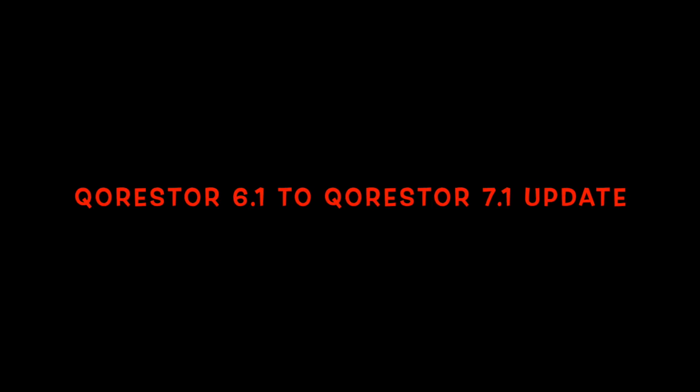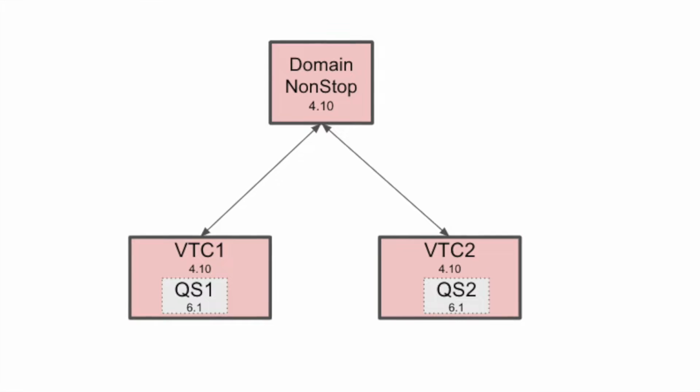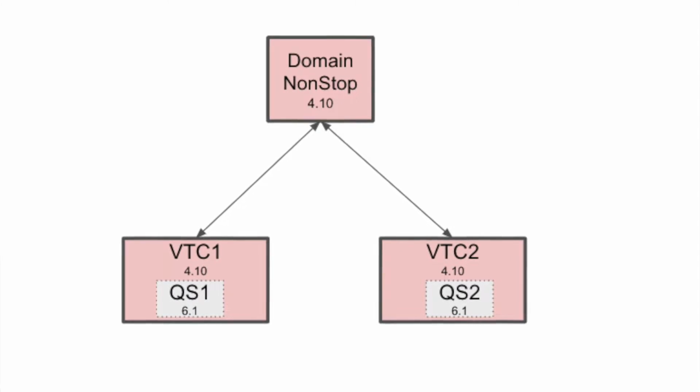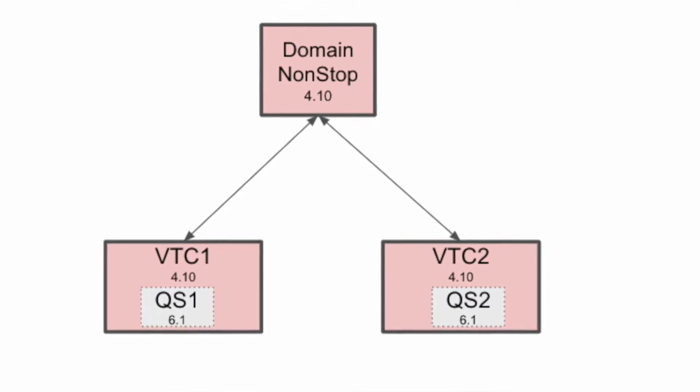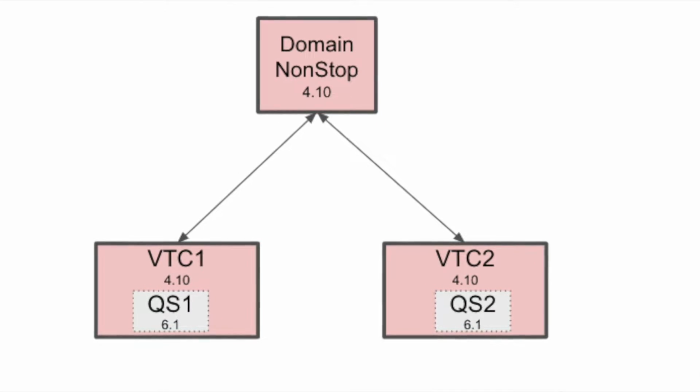That tutorial shows how to upgrade an embedded QoreStor 6.1 to a QoreStor 7.1. Assuming that we have a domain 410 with two VTC with an embedded QoreStor on each VTC.